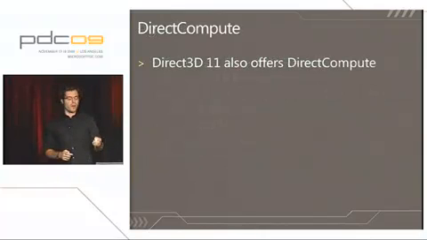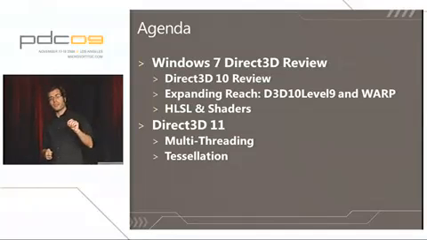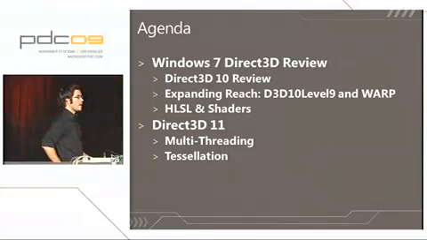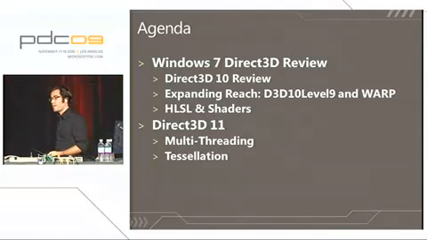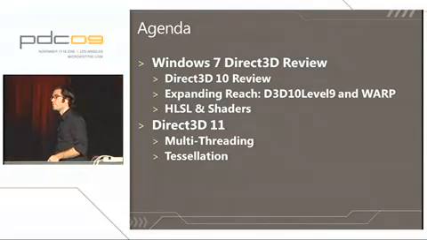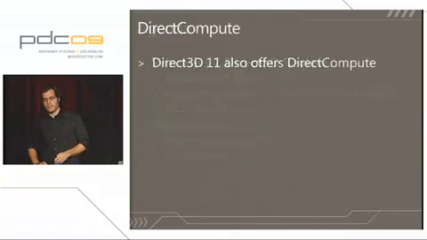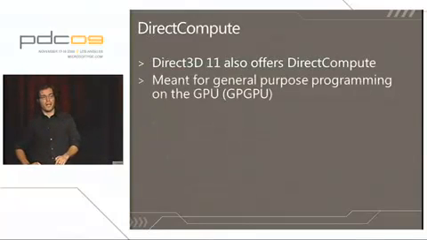There's an additional feature, a quick review of the two features that I am going to talk about in Direct3D 11, which are multi-threading, so improved performance using the CPUs that you have on your machine to feed the GPU more data. And I'll be talking about tessellation, turning higher order primitives like curved patches and curved lines into triangles on the GPU for improved quality. There's an additional feature of Direct3D 11 that I'm not going to talk about today called Direct Compute, which is available in the Direct3D 11 runtime. It's meant for general purpose programming on the GPU.